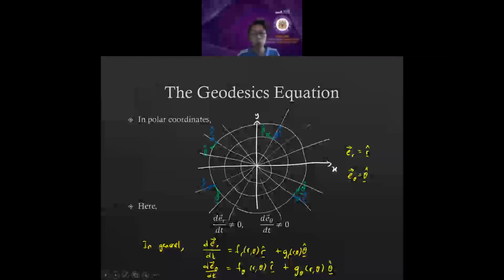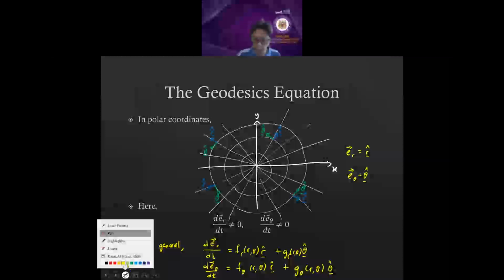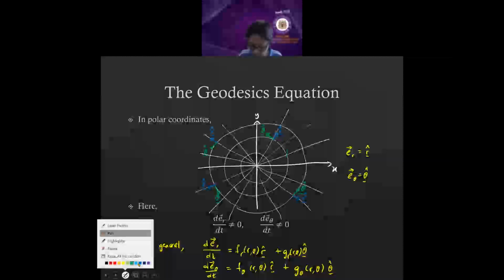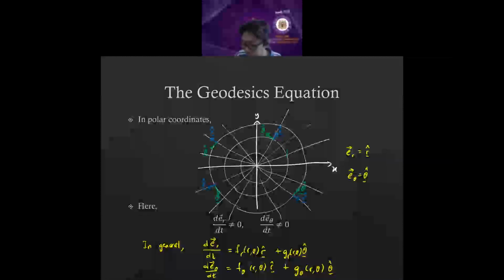So why is this? Because you can think of it in this way. Suppose that you are traveling just along this point. At your initial position, the direction of r is going to be in this direction. But at the next infinitesimally close point, the direction of r is going to be slightly in this direction, slightly.